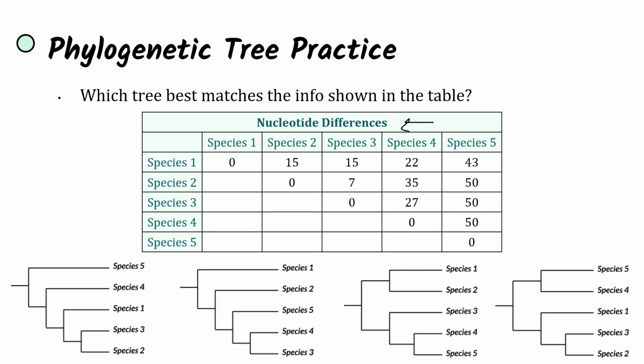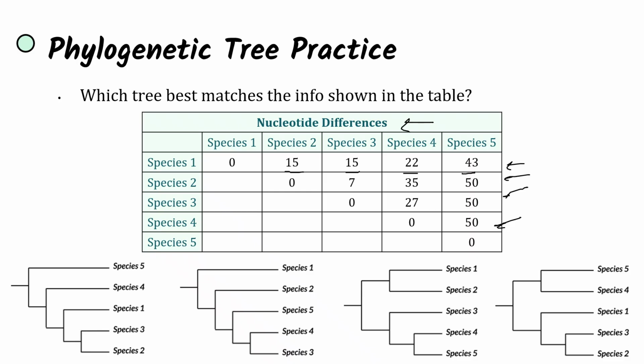So if we look over here, obviously species 1 is going to have 0 differences with species 1 because it's the same species, but species 1 and species 2 have 15 nucleotide differences. Species 1 and species 3 also have 15 nucleotide differences. Species 1 and species 4 has 22, and species 1 and species 5 has 43, and so forth and so forth. And as we can see from the chart, species 5 has a lot of differences with all of the other species. So it seems like species 5 is going to be our outgroup. It's going to be our least closely related.